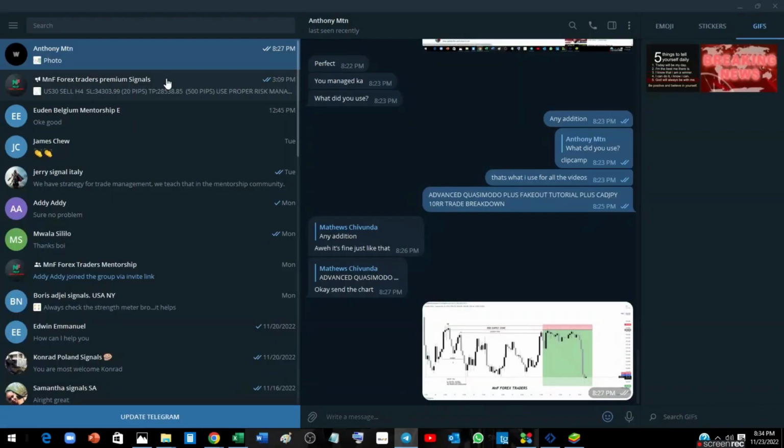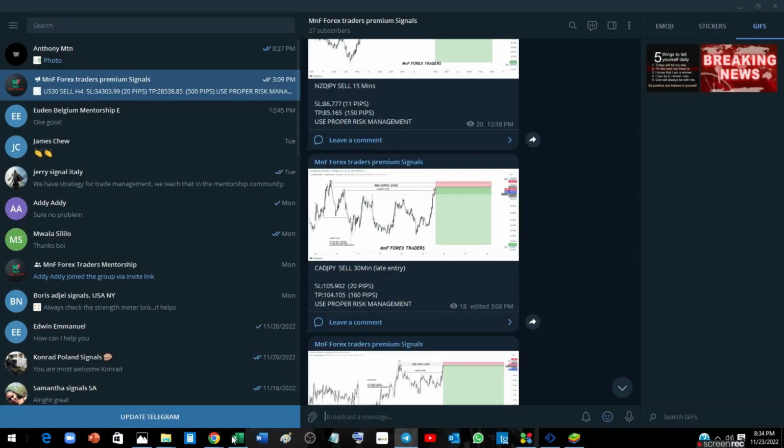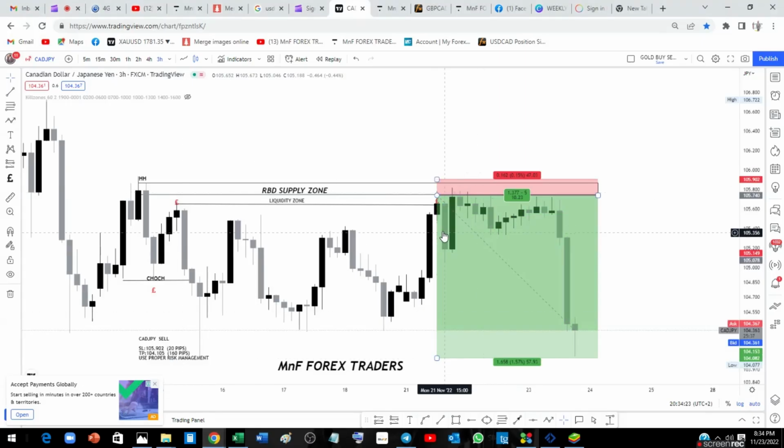So the setup before was this right here. You can see that we entered a little bit late. Right here we had a QML and all that, and then the market responded beautifully from here, dropped, and then pulled back into this area, and then guess what? It dropped to our target of 160 right here.